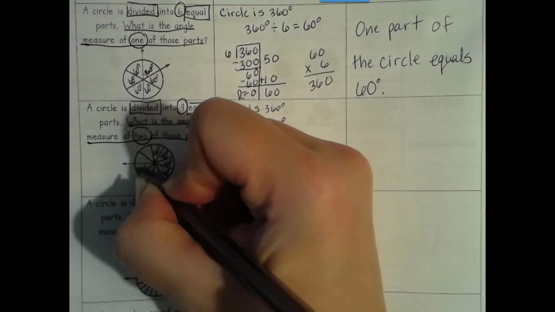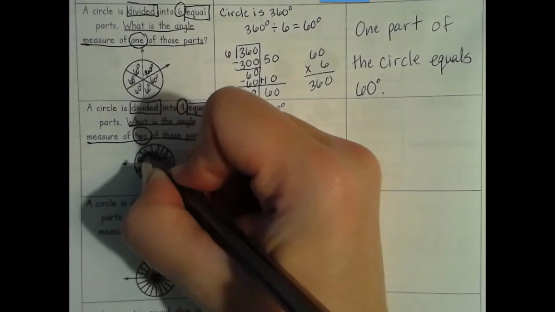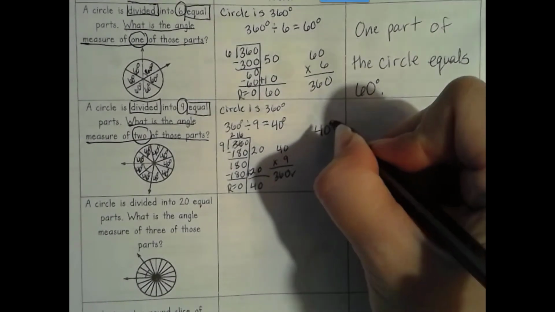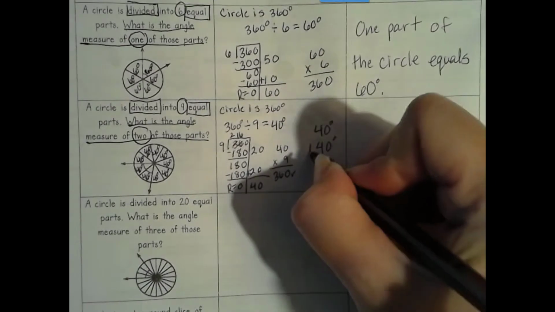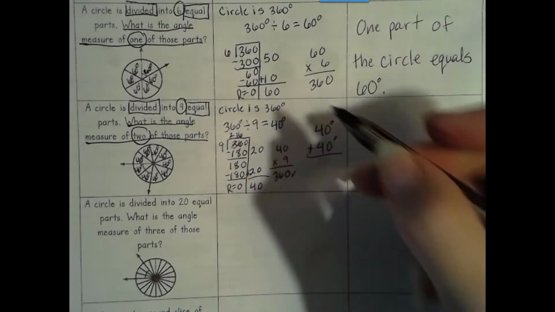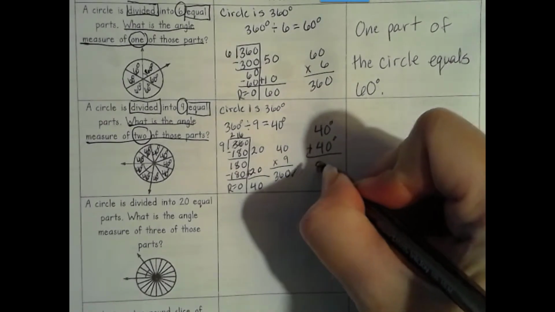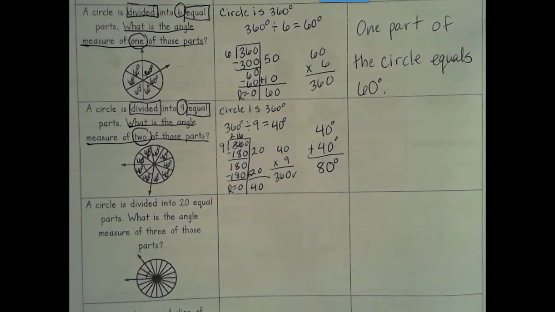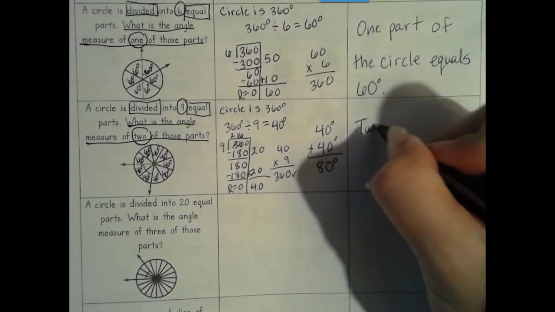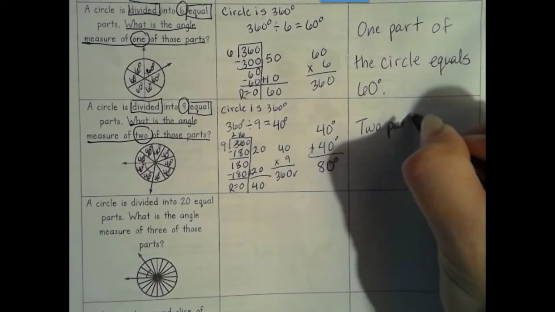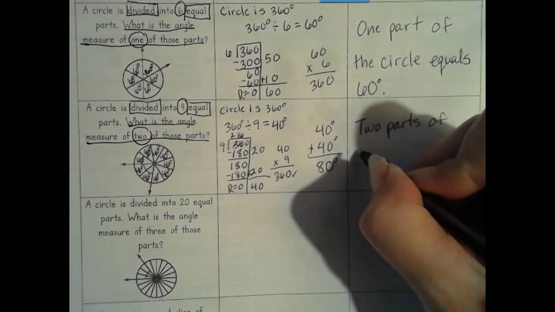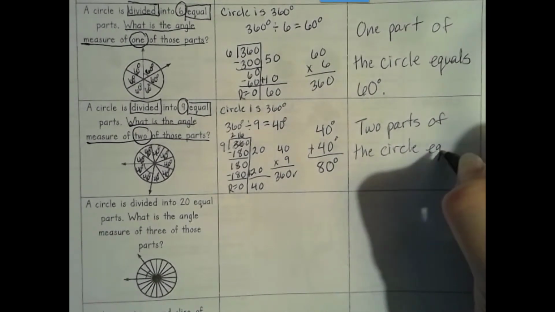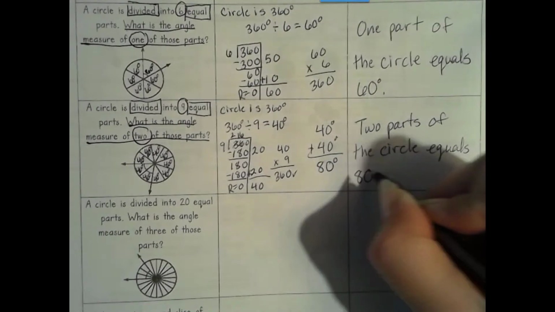So each of these is 40. What would 2 be together? Well, they're both the same. So it could either multiply by 2 or add 40 to 40. Either way will get you the answer. So the two angles put together is 80 degrees. Make sure your degree doesn't look like another 0. 2 parts of the circle equals 80 degrees.